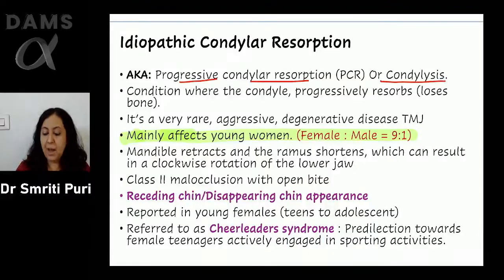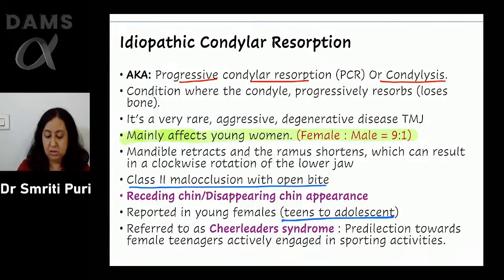The mandible retracts and the ramus shortens, which can result in clockwise rotation of the lower jaw. That means the lower jaw will tilt in a clockwise direction. Class 2 malocclusion with open bite. This is very important. Class 2 malocclusion with open bite, and the patient will have a receding chin or disappearing chin appearance. It is reported in young females, especially teenagers to adolescent years.